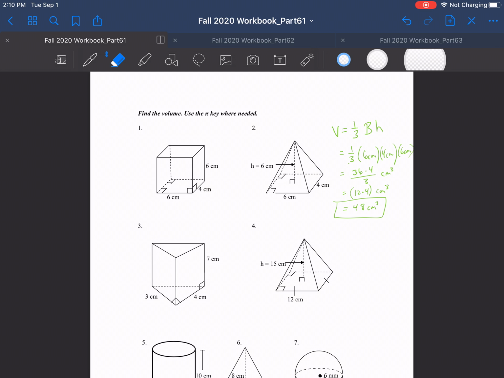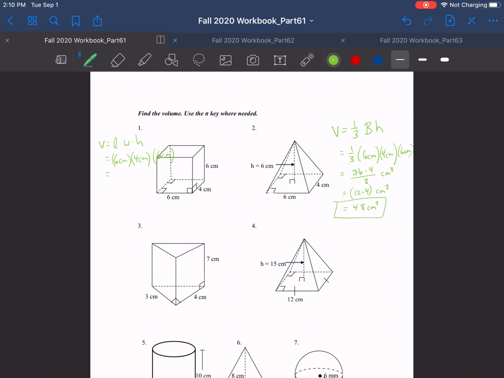The volume is simply going to be the area of the base multiplied up through the height, which is 6 centimeters. And so that's length times width times height. So volume equals length times width times height. So length of 6 centimeters, width of 4 centimeters, and height of 6 centimeters again. Sorry, I ended up on top of the picture there.